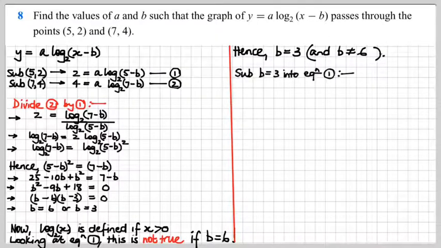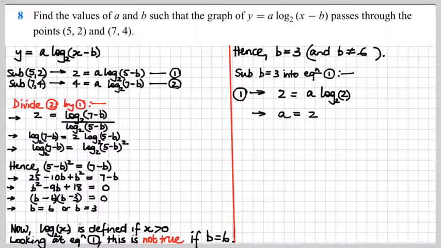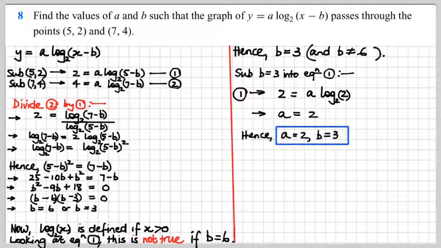Now, we're going to substitute b back into equation 1 now that we know that b is 3. Equation 1 becomes, what does it become? 2 equals a log 2, and a just drops out without any trouble at all. Because the log of 2 with a base of 2 is 1, a is basically 2. How do you like it? Pretty good, hey? So there's your answer. Did you learn something? I really hope you did.